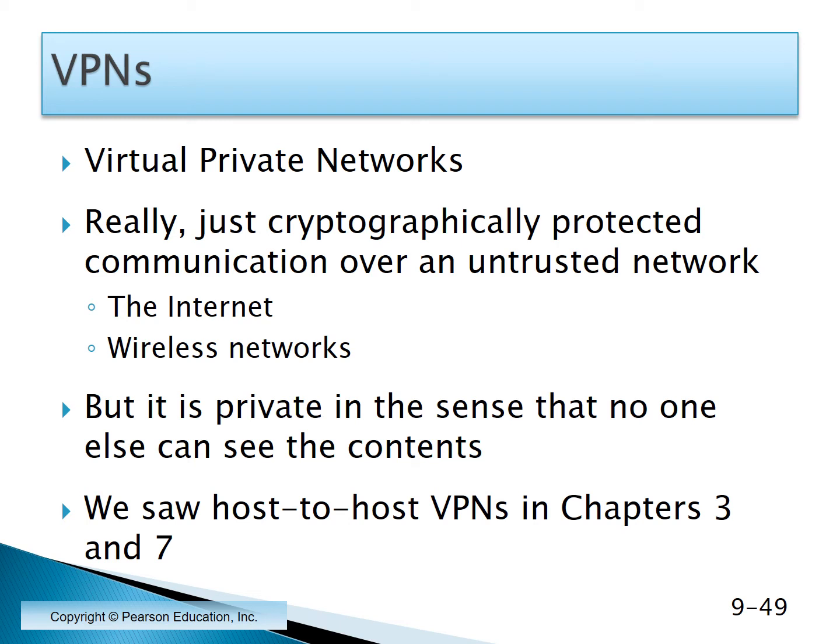So it's basically private in the sense that no one else can see the contents, but it still travels on the public network. We already talked about host-to-host VPNs in chapters 3 and 7. So we are saying it's a private network, but again, it's encrypted, but part of it is still on the public network.